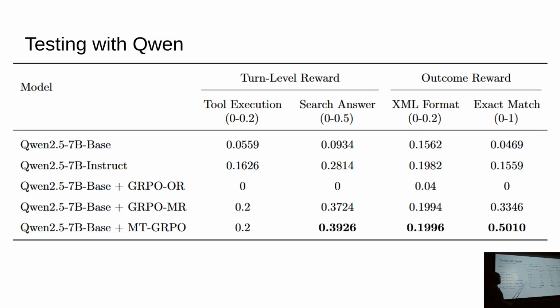And then if you see, the MTGRPO kind of got really high scores across the board, usually finding the answer more often than not because it's 0.5 or higher. So almost always getting the format right, almost always finding the answer in the search, and always calling the tool, which is actually impressive for such a small model.